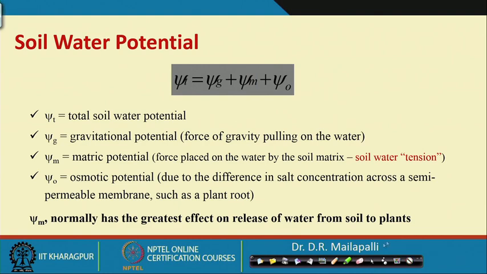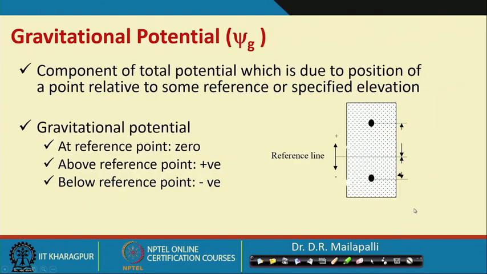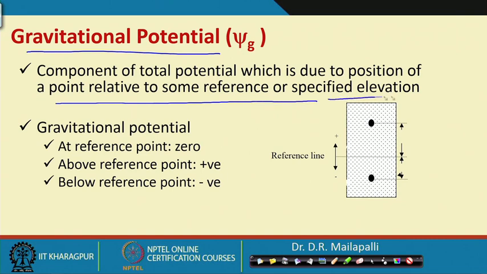So, the next is the gravitational potential, metric potential, and osmotic potential. Since we are not covering it in this lecture, we are neglecting the osmotic potential. Here, the gravitational potential is a component of the total potential, which is due to the position of the point relative to some reference or specific elevation.